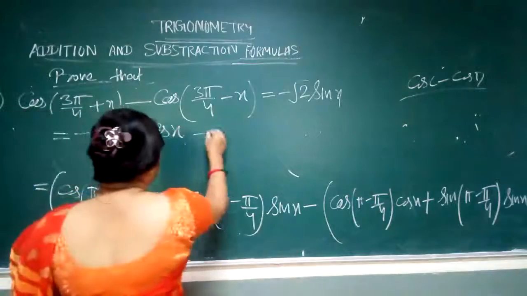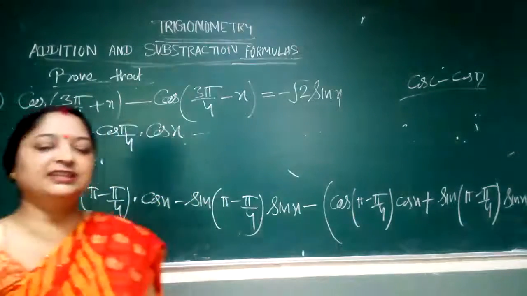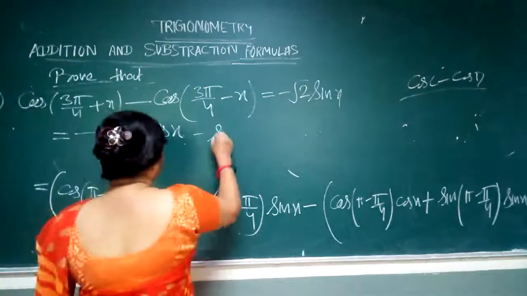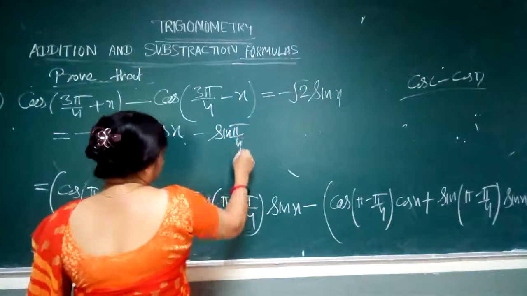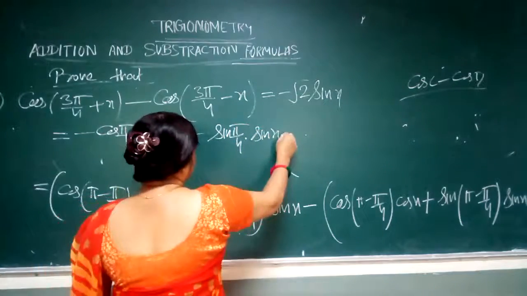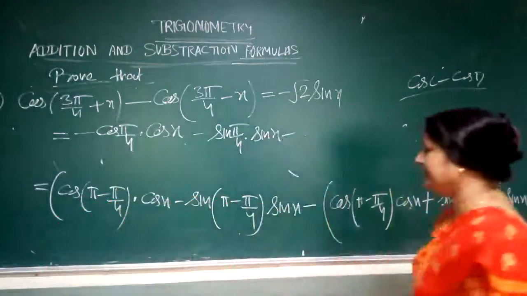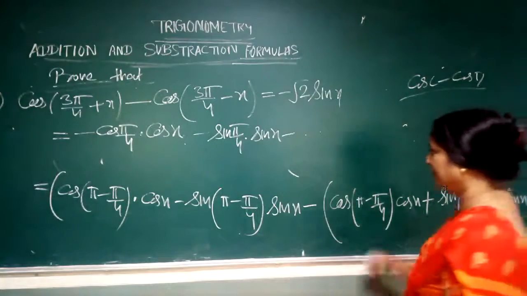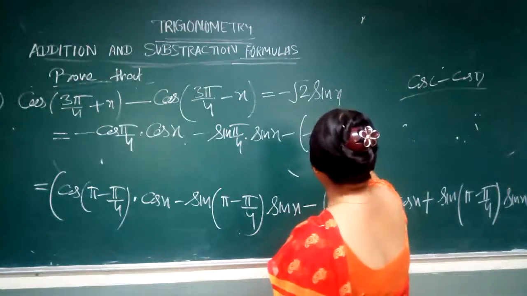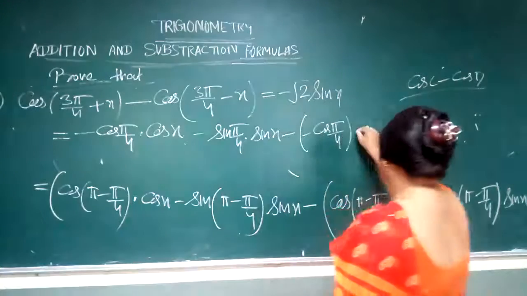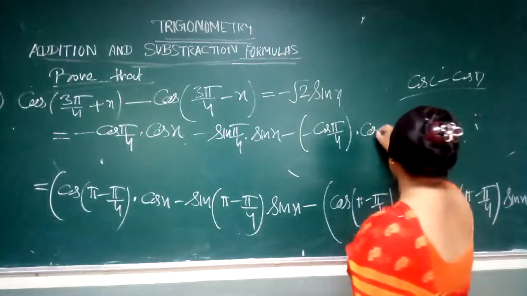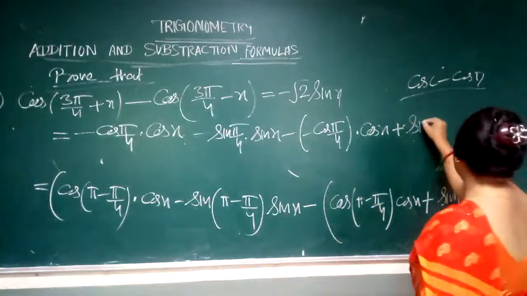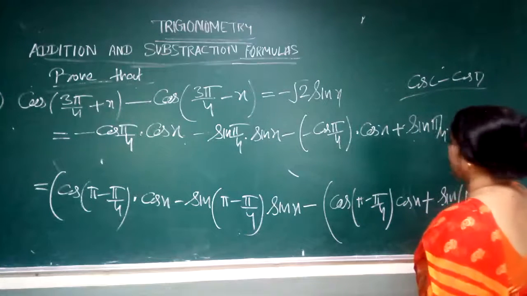And minus sin 180 minus theta. That is second quadrant. In second quadrant sin is positive. So sin pi by 4 into sin x as it is, minus cos 180 minus theta. Cos in second quadrant is negative. So what will come here? Minus cos pi by 4, after that cos x, plus sin 180 minus theta. Second quadrant it will come sin pi by 4 into sin x.